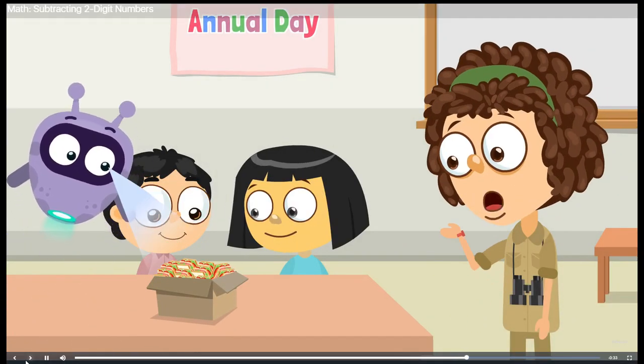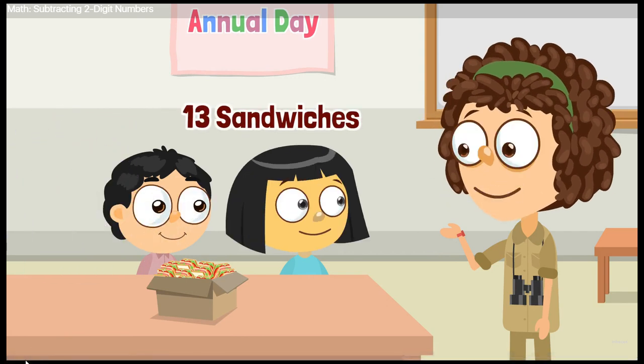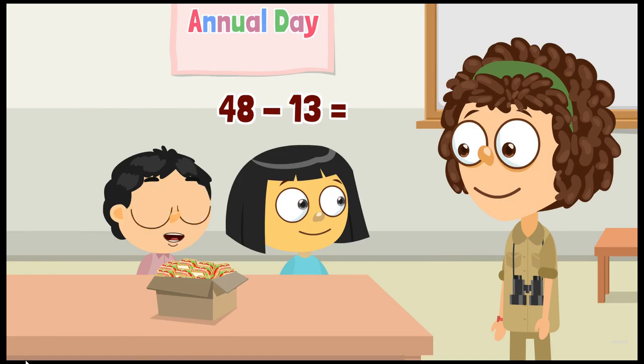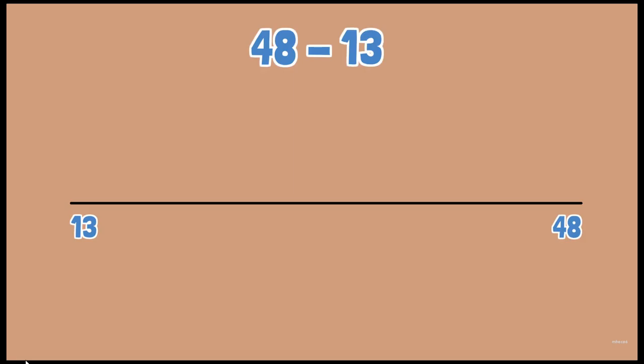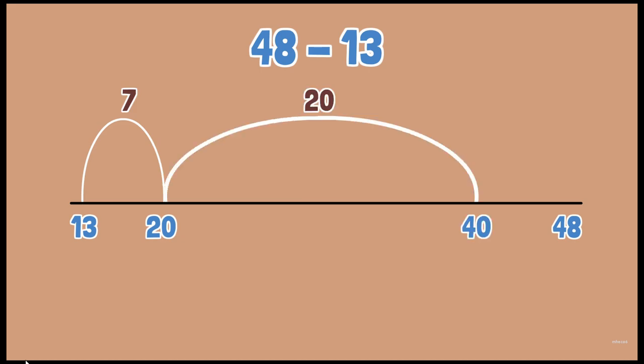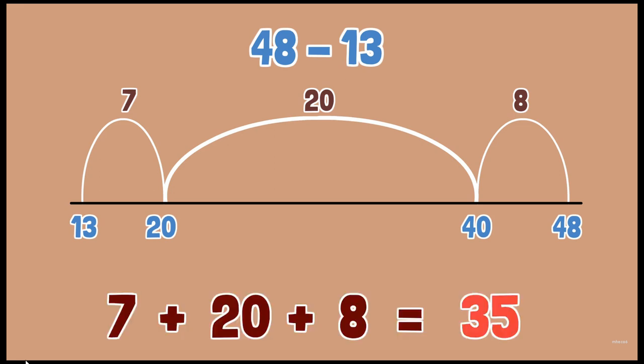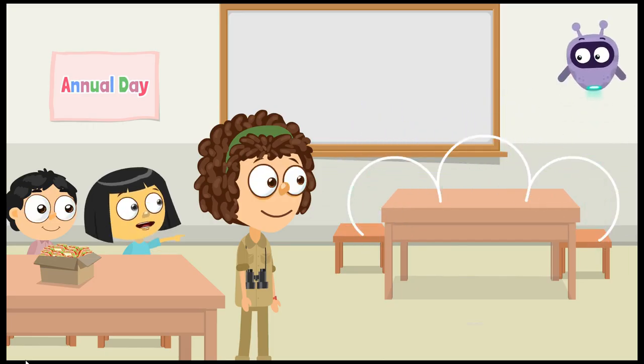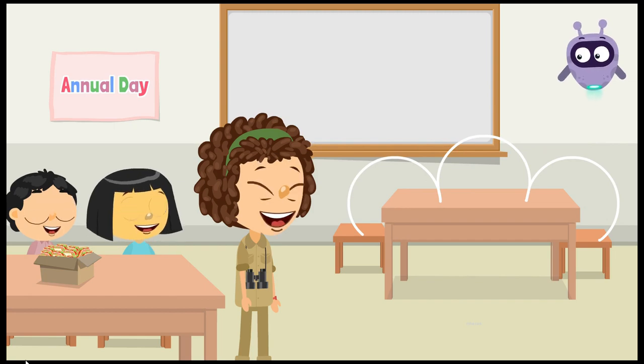Look, sandwiches. Only 13. How many more sandwiches do we need? 48 minus 13. On a number line, we jump from 13 to 20, then 40, and then 48. And then we add these jumped values and get 35. Look, Zero has made his own jumping line.